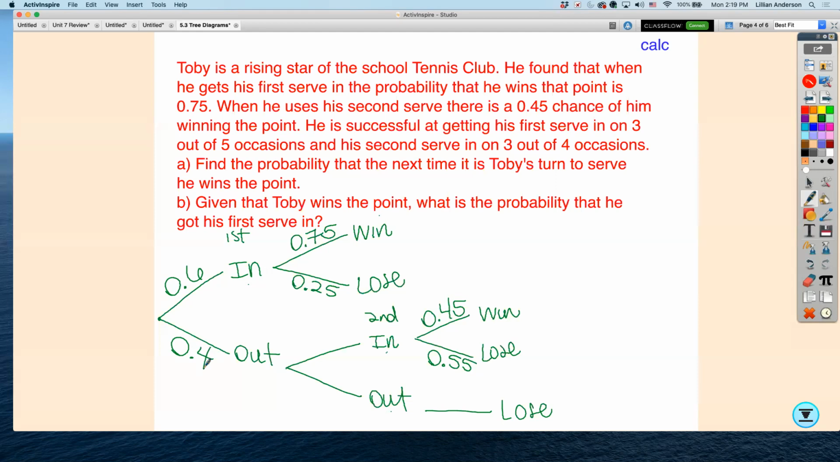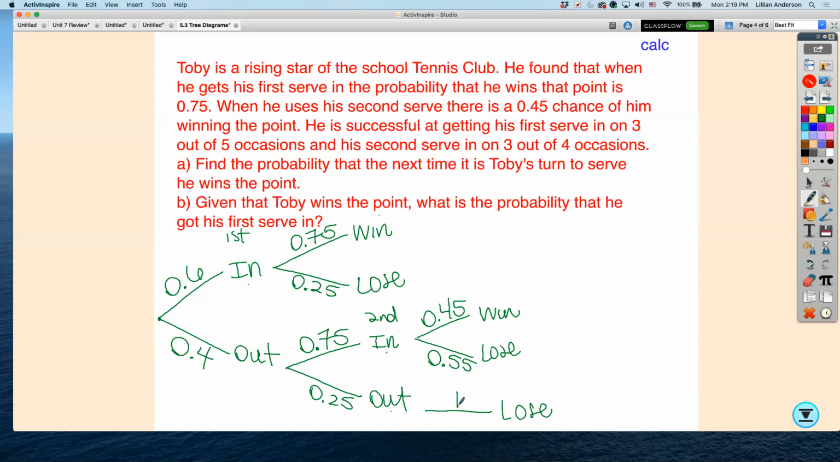And his second serve in on 3 out of 4 occasions. So his second serve is going to be point what? For in. 0.75, because that's 3 out of 4. And then out 0.25. The only branch that doesn't have any probability is here on the lose, and that's going to be what? 100%, or 1. Because he's going to lose the point if he gets it out.